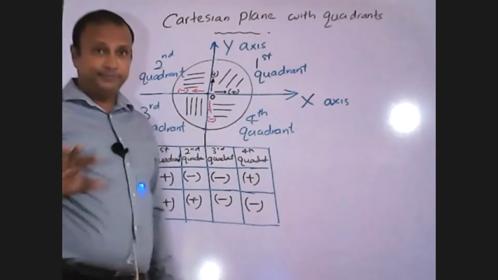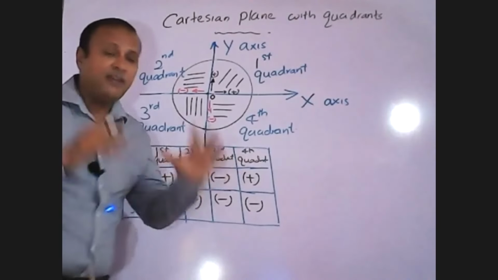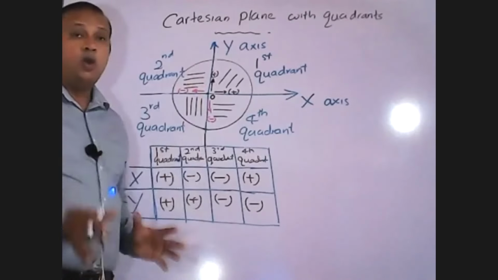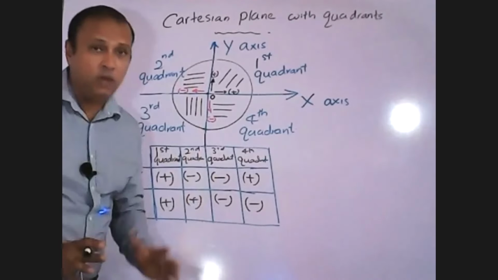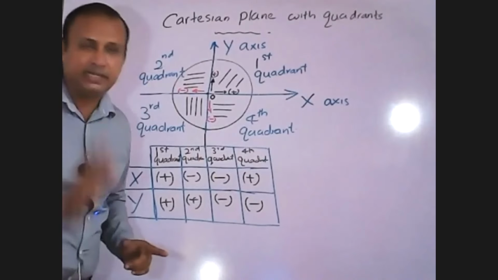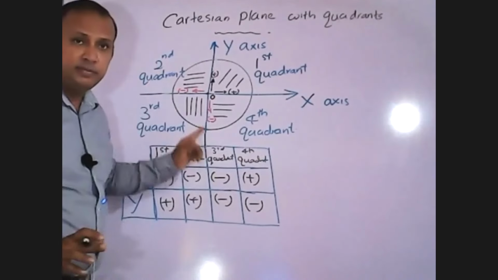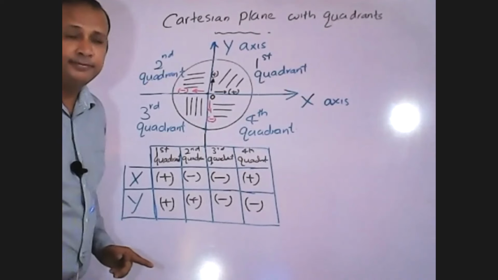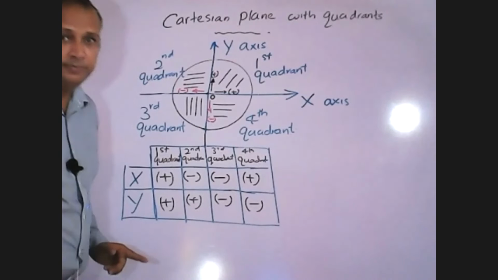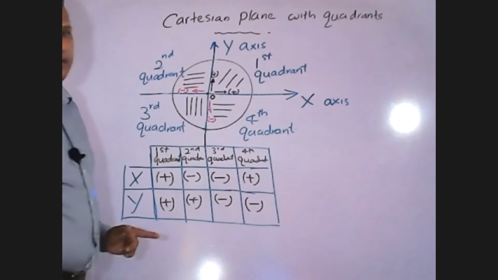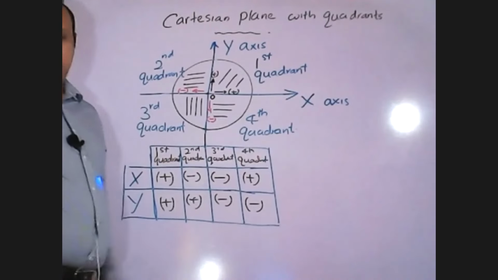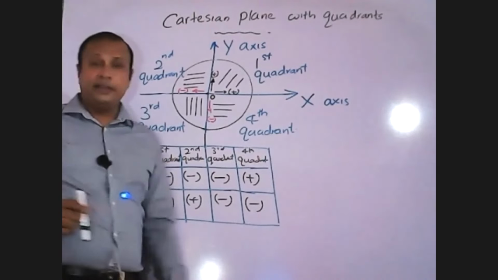Do you get my point? What do you understand? What is a quadrant, and what are the x and y values? What are the signs of x and y values in each quadrant? Can you understand that one? Okay, then write a topic.